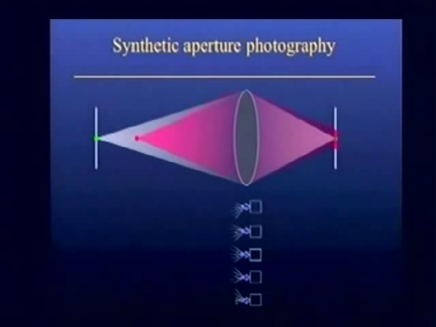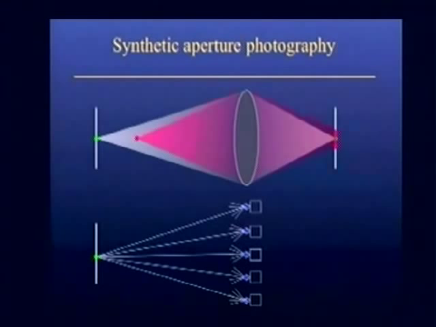So suppose we wanted to make a focused view of this spot here. What we would do then is select those pixels from each of these cameras, possibly with interpolation, that see that point and just add their colors together. And if we do that, then we get one pixel in this synthetic approximation of the real large aperture. And we do that for every point on this plane, and then we get a full image.